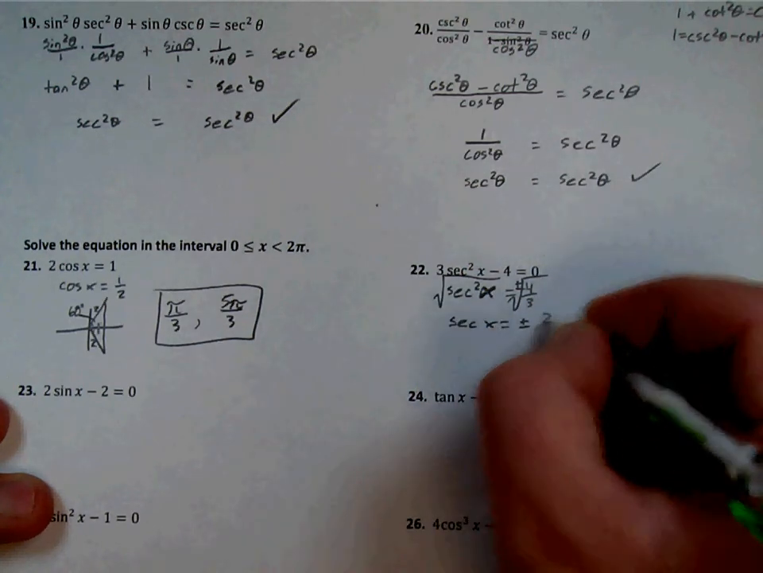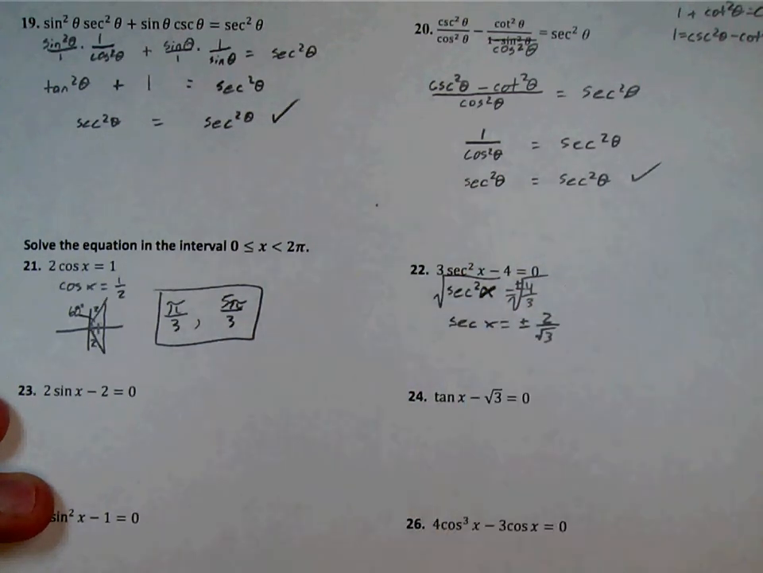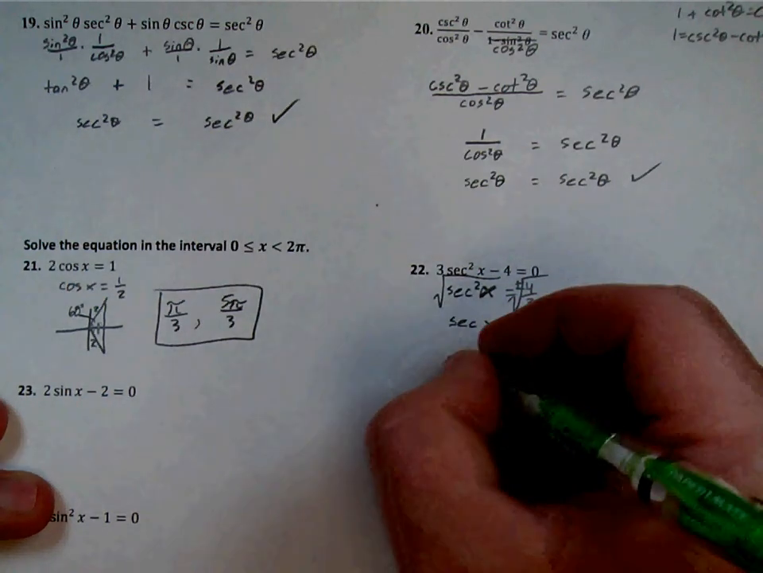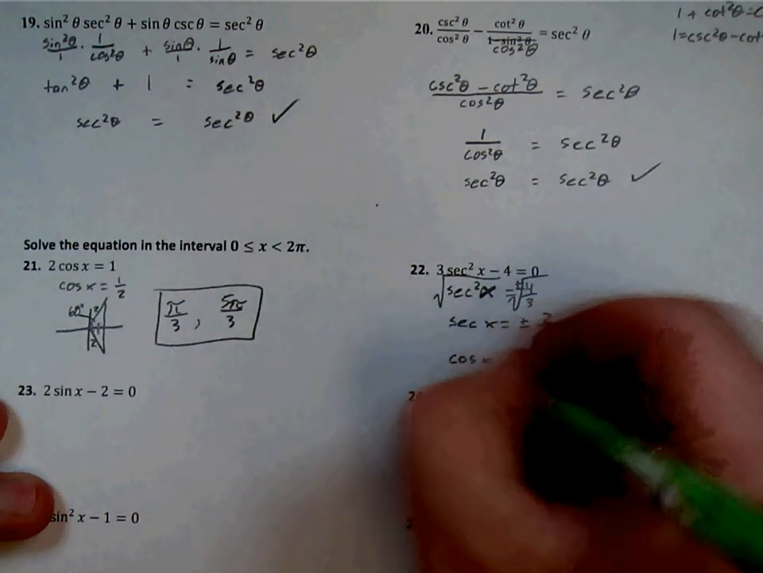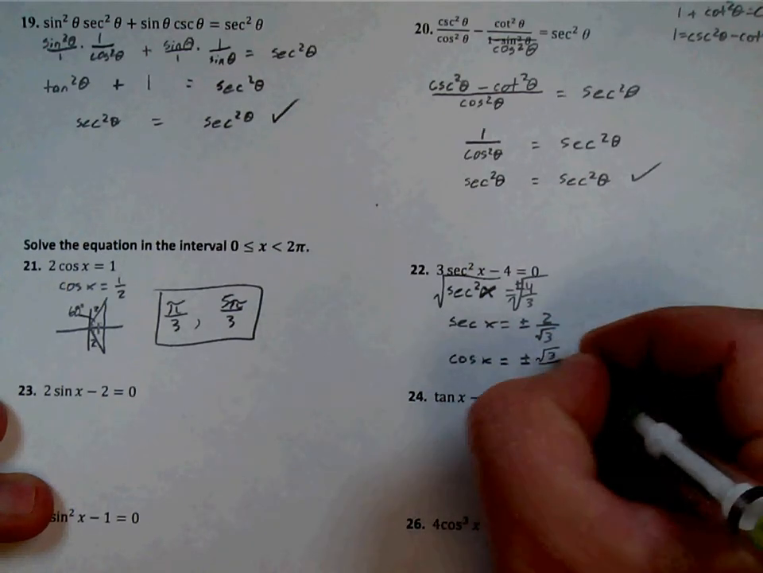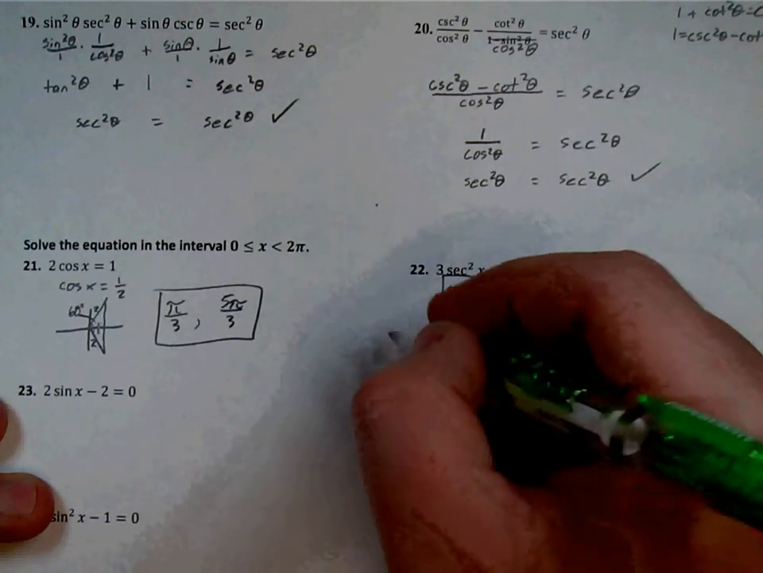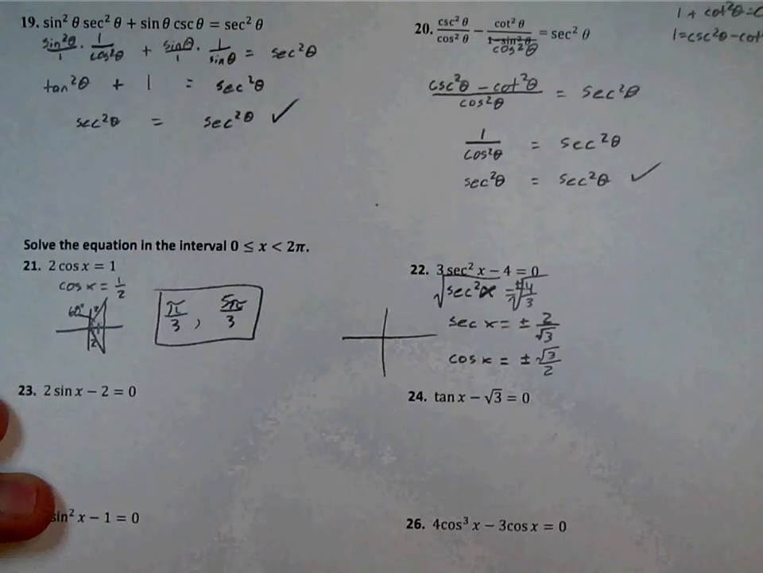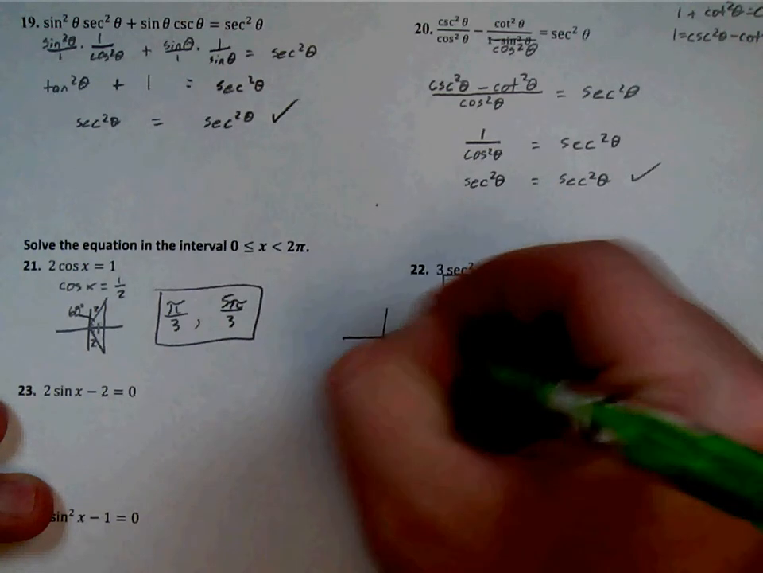Square root of 4 is 2. Square root of 3 is just square root of 3. I don't want a secant problem. I'd rather flip it. That would make it a cosine problem. So square root of 3 over 2. Let's make our triangles. Positive and negative, so I'm going to go all 4 quadrants.